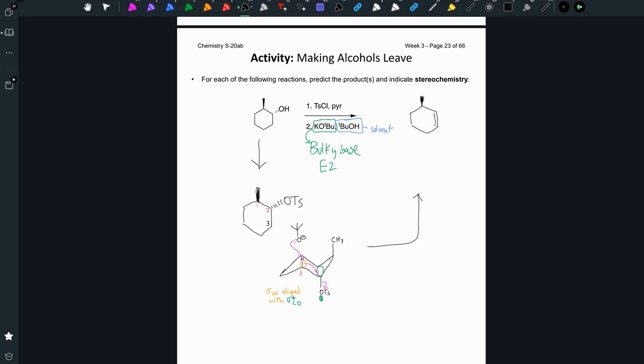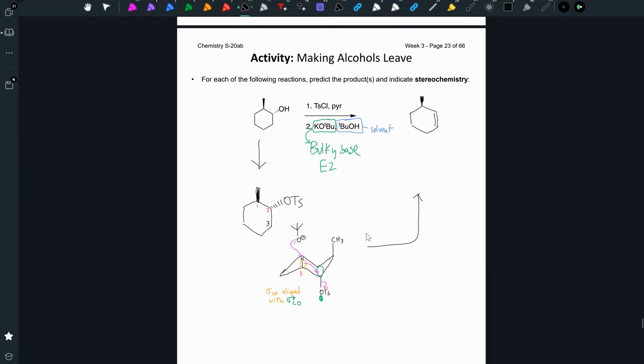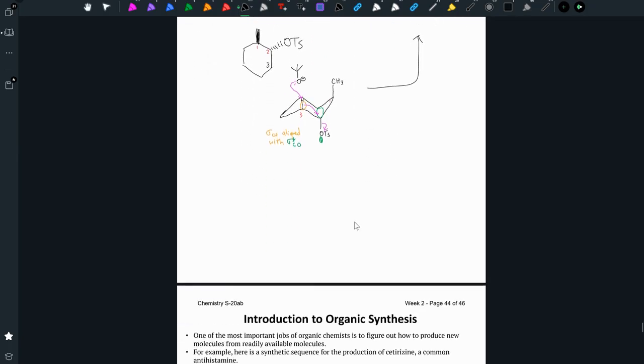So that's a little review of E2 and dealing with stereochemistry. Often when we're doing eliminations on 6-membered rings, we want to think about these chair structures. All right, and that is all of Module 23. Let me know what questions you have.